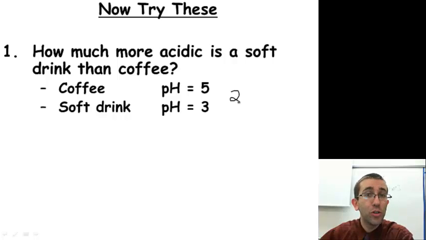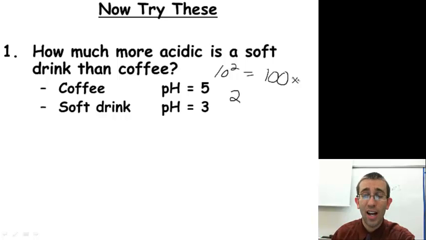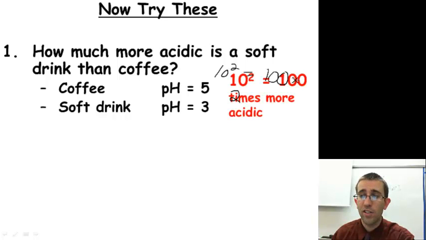Now, this does not mean it's 2 times stronger. Logs go by a base of 10. So it's actually 10 to the second times stronger. To do this easily, you just take the difference in the pH, put a 1 down, and add that many zeros behind it. So 5 minus 3, the difference here is 2, so I'm going to put 2 zeros behind it, or this is 100 times more acidic. And you're going to see right there as I wrote over my numbers, soft drinks are 100 times more acidic than coffee.